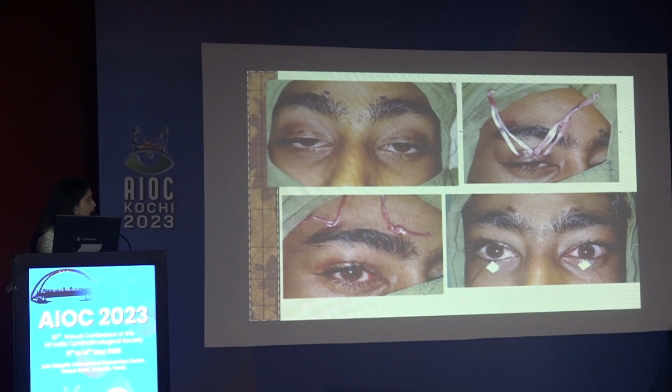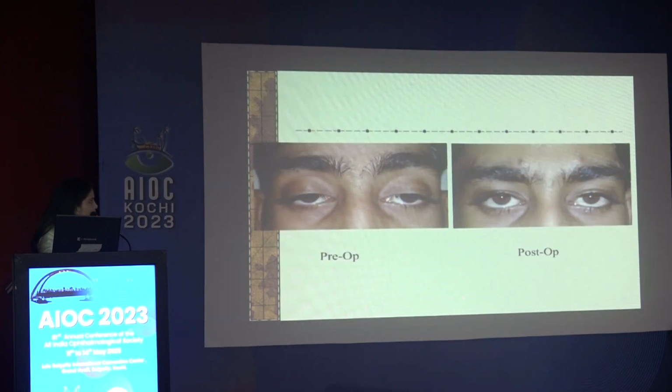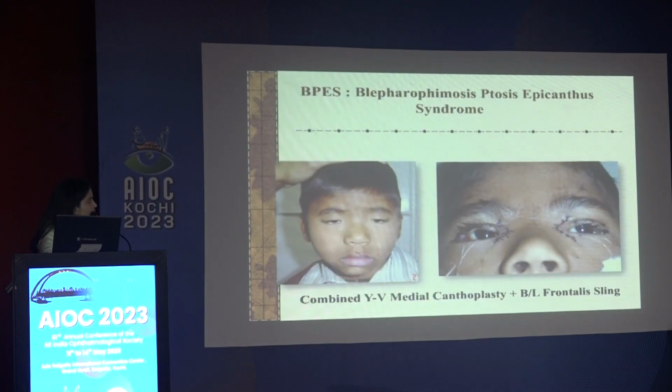So this is how we pass the fascia lata in the double triangle technique. These are the pre and post-op pictures. In blepharophimosis syndrome also, it's a preferred method.